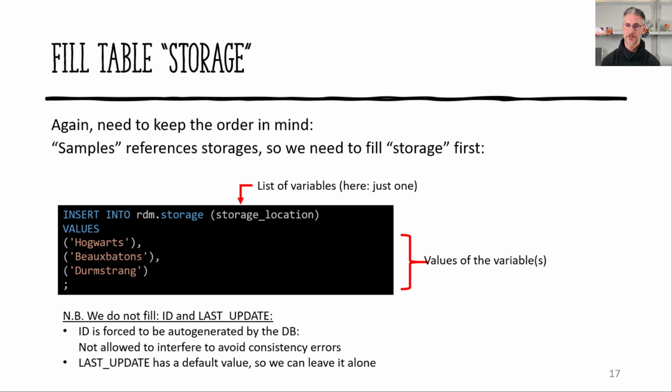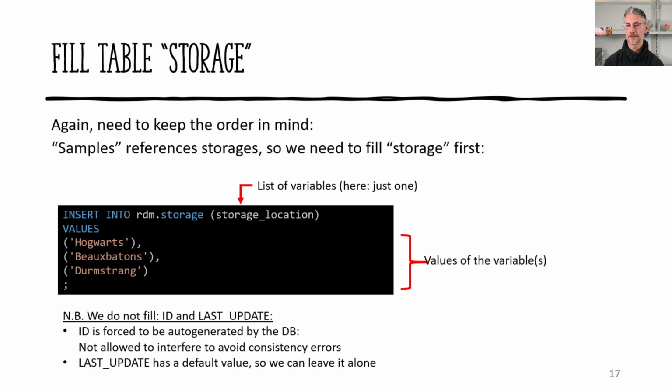Now we start filling the table storage. Again, we need to keep the order in mind. The samples references the storage, so we need to fill storage first. So we start with the list of variables. INSERT INTO specifies we want to add now a value to this table, RDM storage. And now we add the storage locations, in our case from Harry Potter. So these are the values that we have.